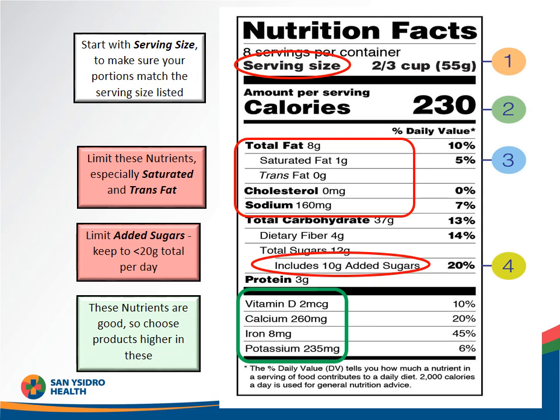Okay, let's move on to the focus of today's session and start with food labels. The sections of the food label that we will cover today are serving size, calories, nutrients we want to limit, added sugar and fiber, and finally, nutrients that we want to make sure we get enough of.